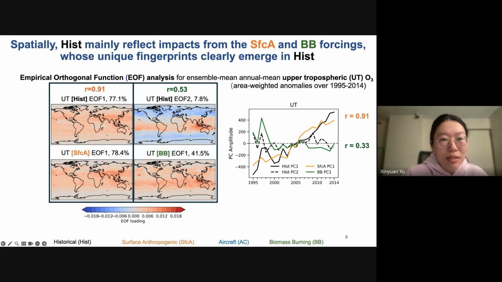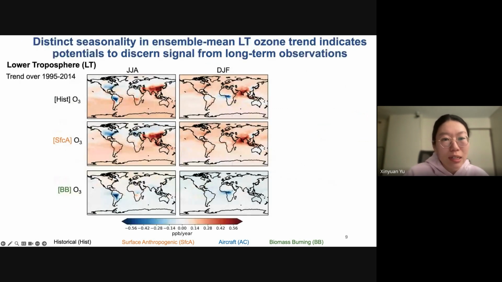And I want to mention that the fingerprint of the historical upper tropospheric ozone changes shows a clear increasing trend at virtually all grid points. This reflects the global scale increase of upper tropospheric ozone, and this is consistent with the pattern of the fingerprint of the surface anthropogenic emission signal. Okay. So we further explore the seasonality of the tropospheric ozone trends induced by different forcings.